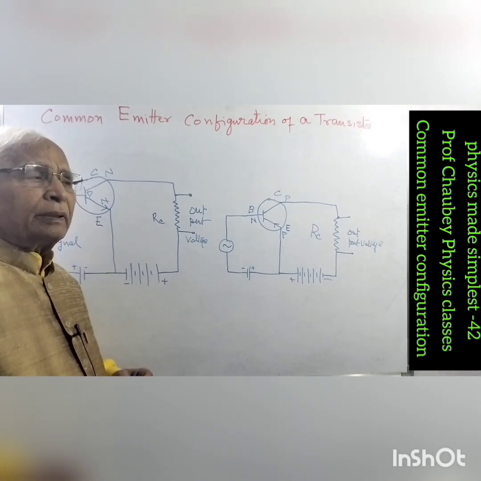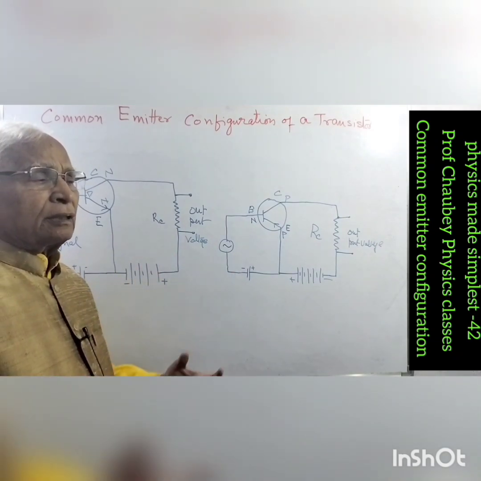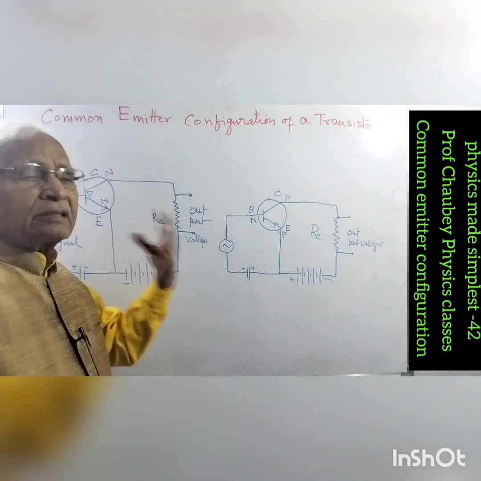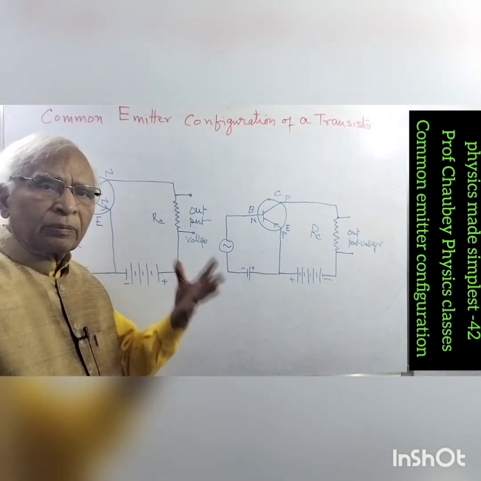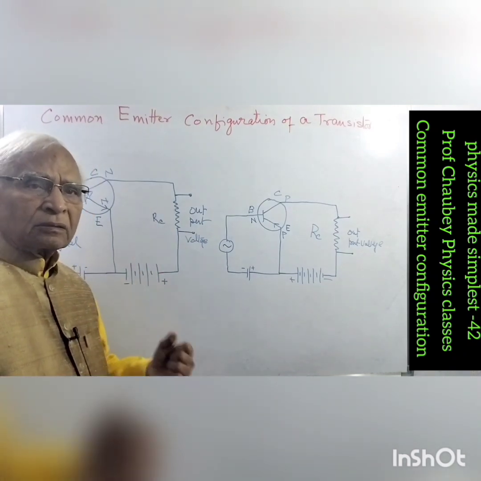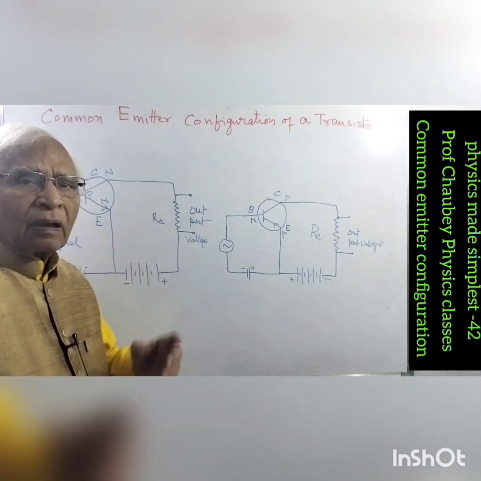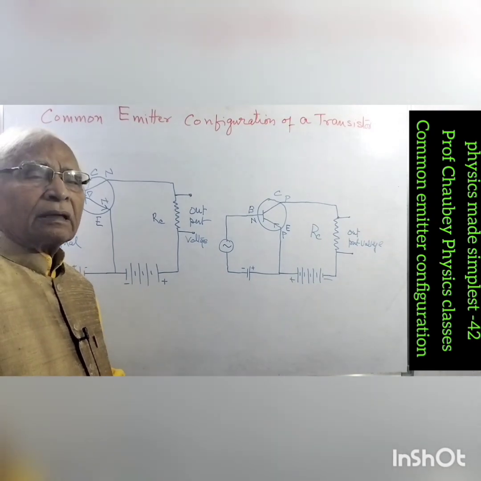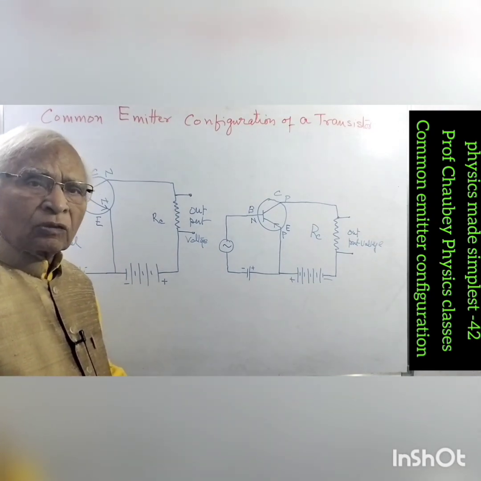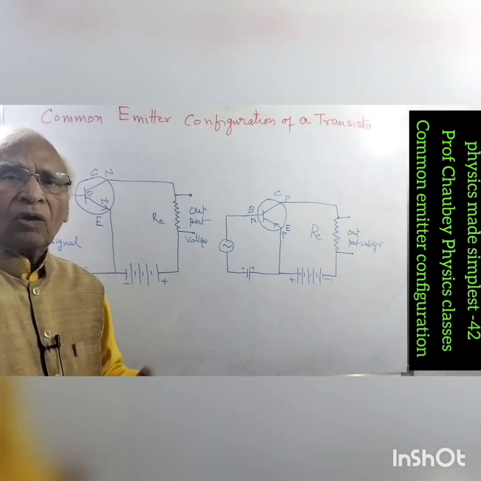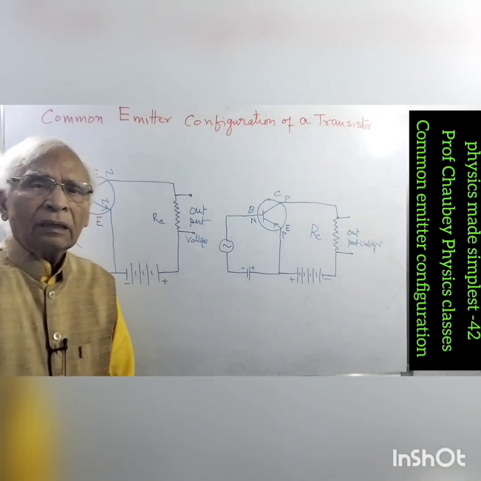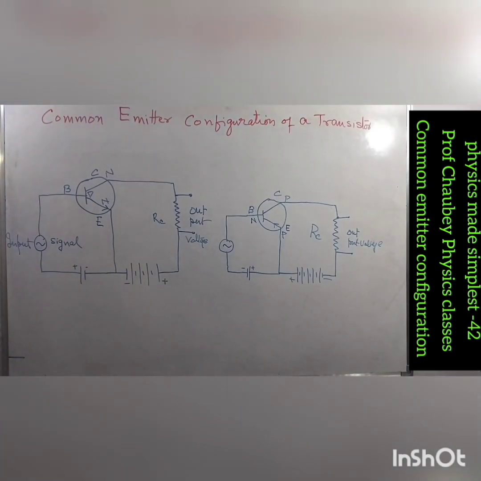Last time we completed our transistor action and the common base configuration of transistor. I told you that there can be three configurations: common base, common emitter and common collector. So we have completed characteristics of transistor in common base configuration. Now I talk about the configuration of transistor under common emitter configuration.